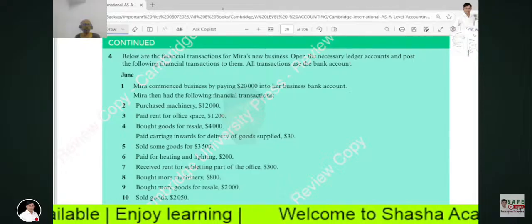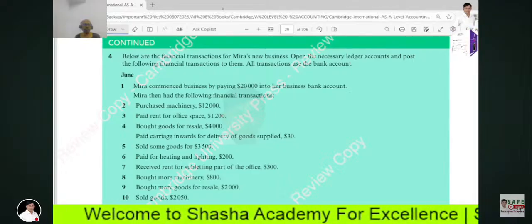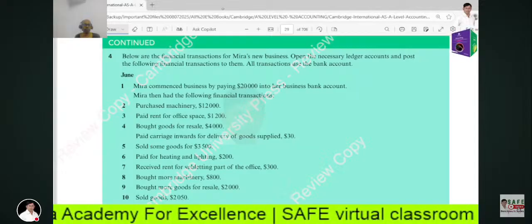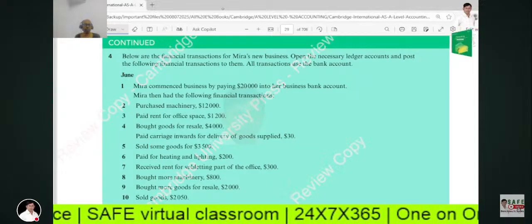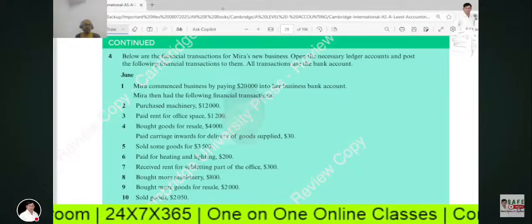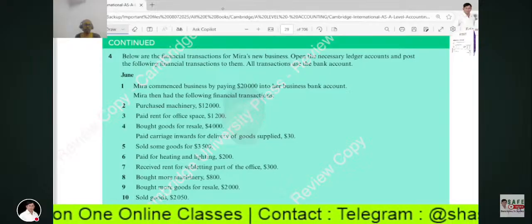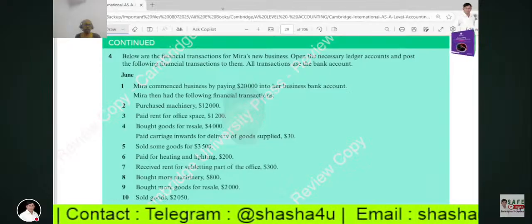And the important financial transactions: purchase machinery, paid rent, bought goods, paid carriage inwards, sold goods. No, 15,68,000 you have to get. Received rent, bought more machinery, bought more goods.